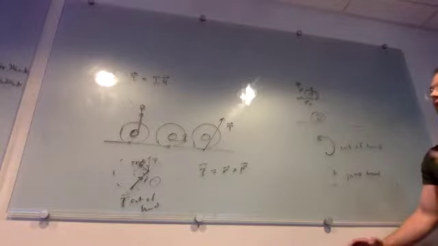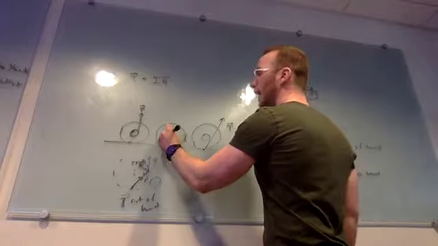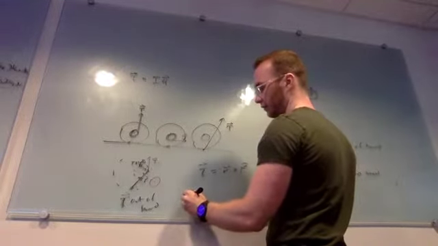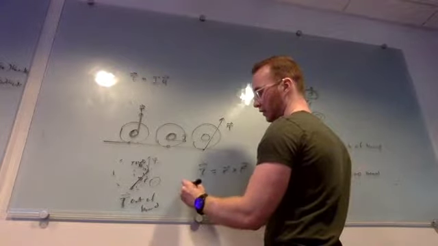Okay, and then sorry, I didn't do this one. So this one, again, we can do R cross F. R is like that, and F is like that.